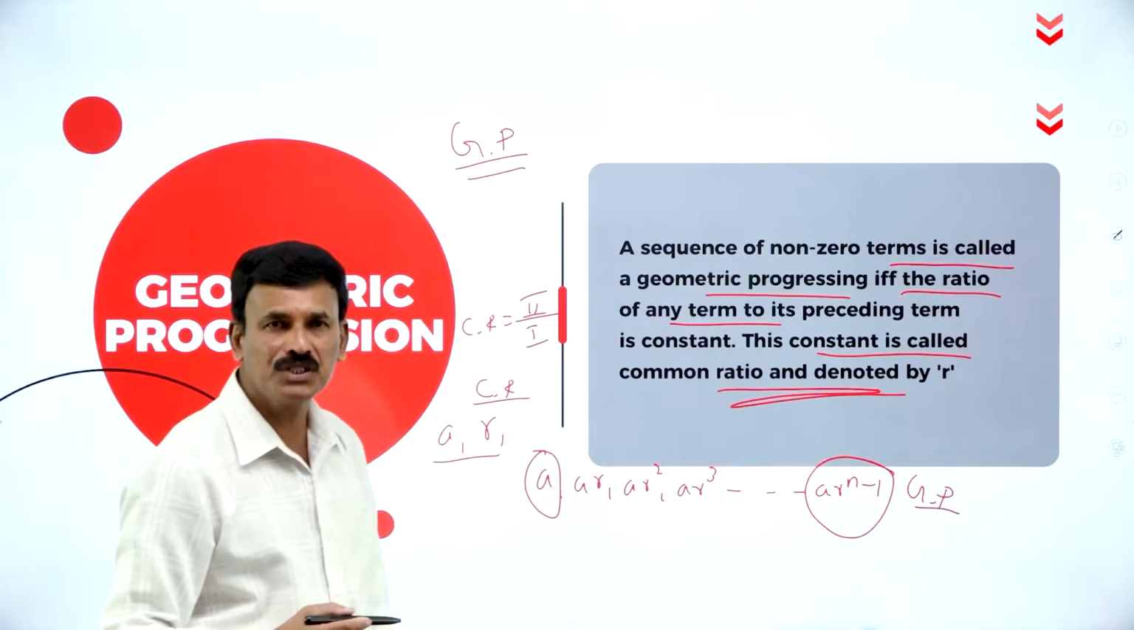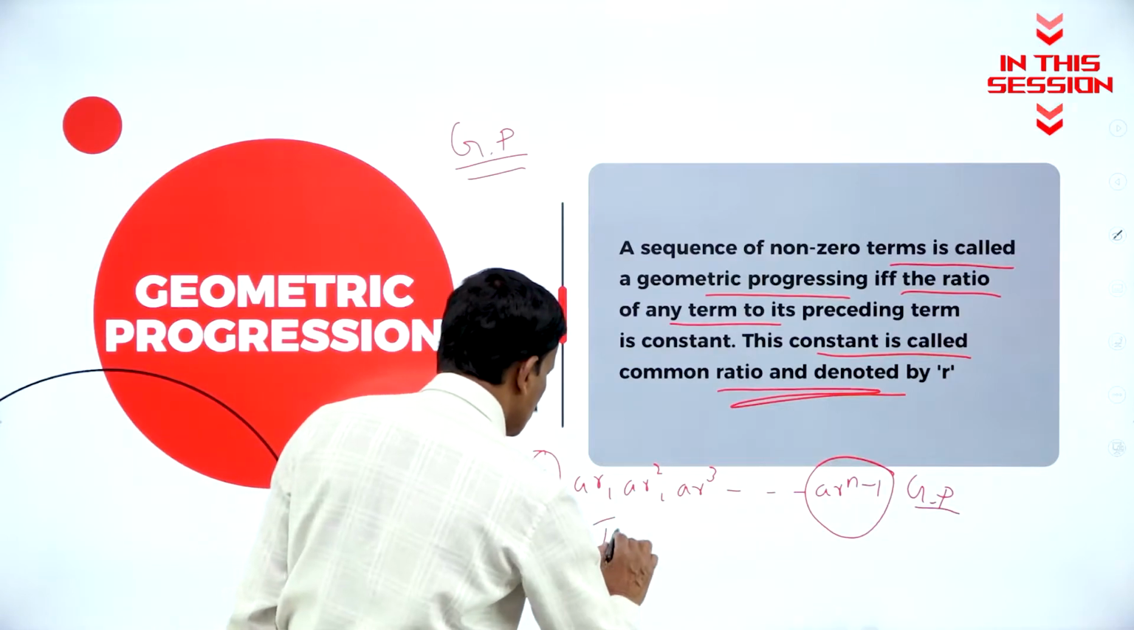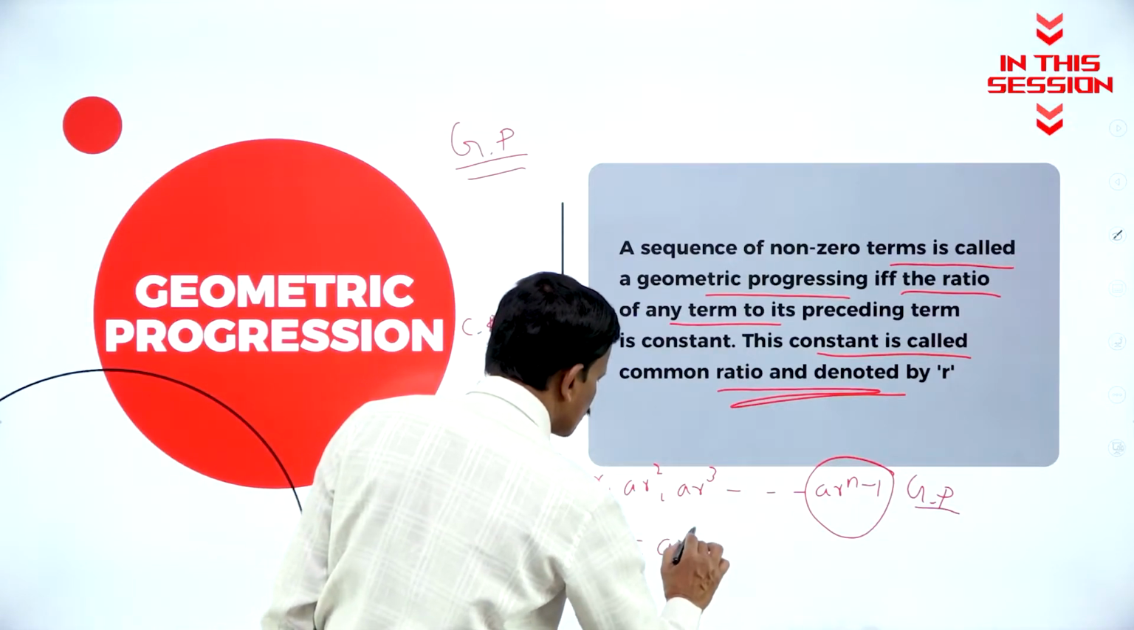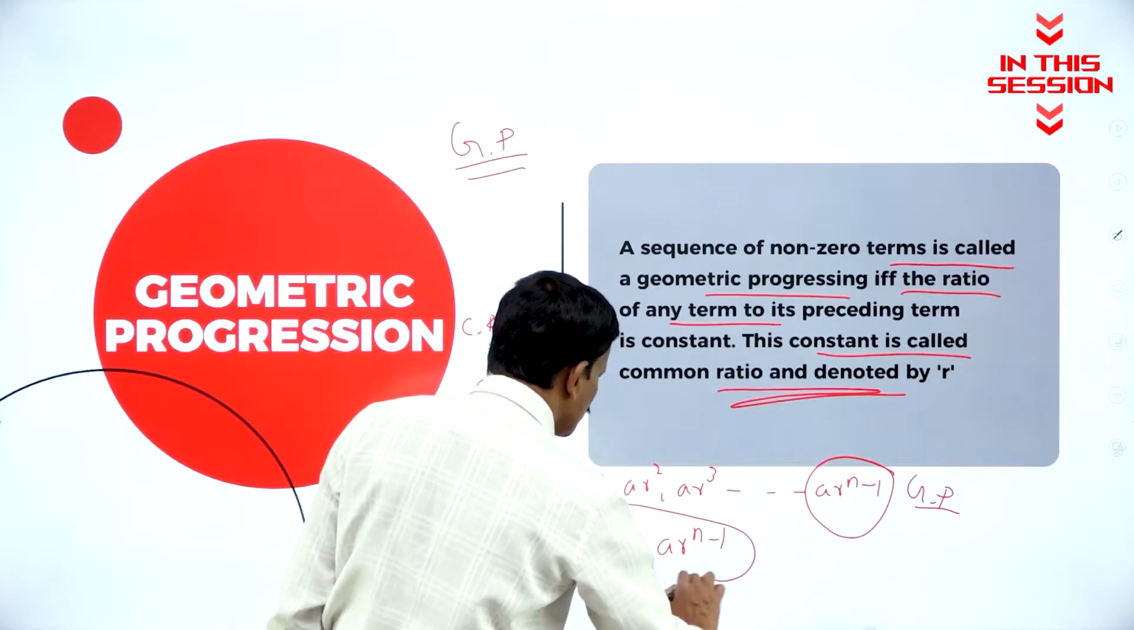The nth term of a GP is denoted as Tn. The nth term of a geometric progression is r to the power of n minus 1.